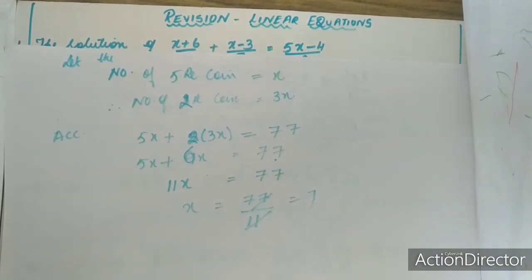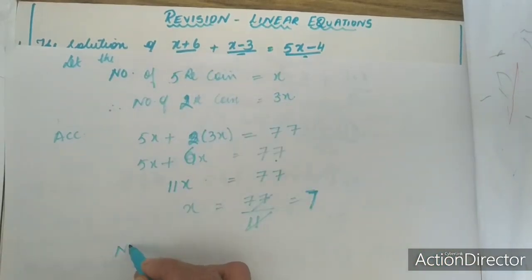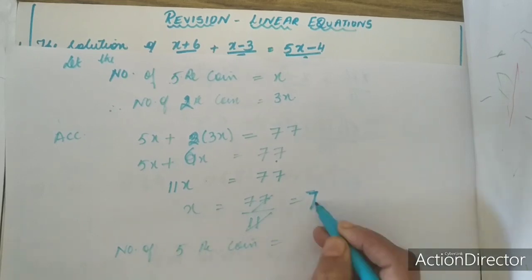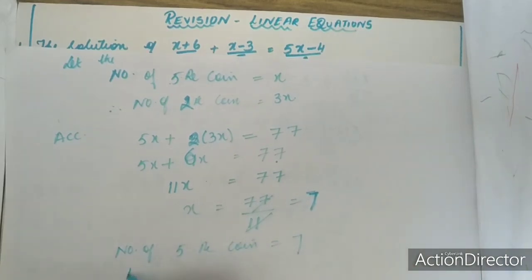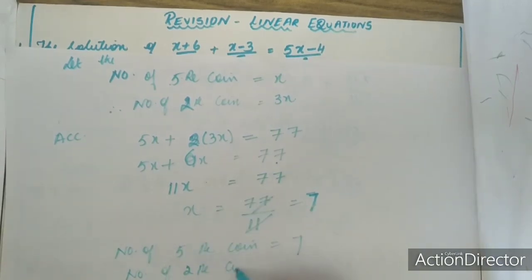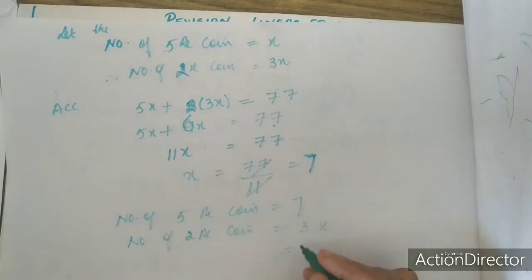equal to 7. Therefore you can write the number of 5 rupee coins is equal to x. What is x? 7. And the number of 2 rupee coins is equal to 3x, that is equal to 3 into 7, which is equal to 21.